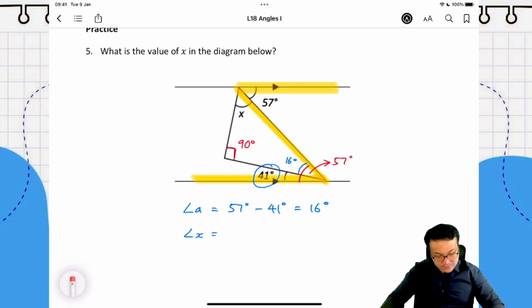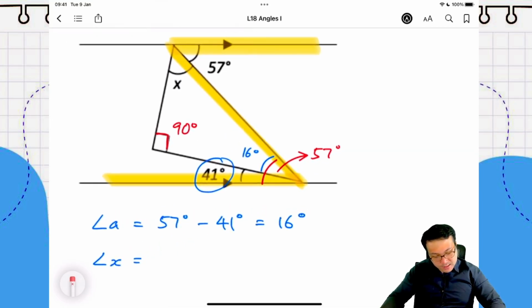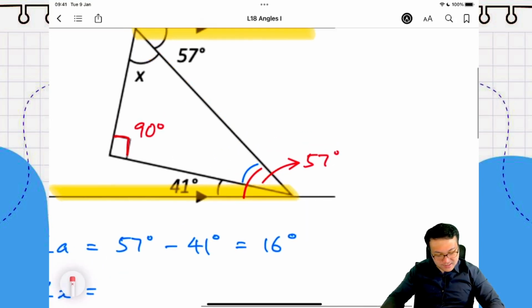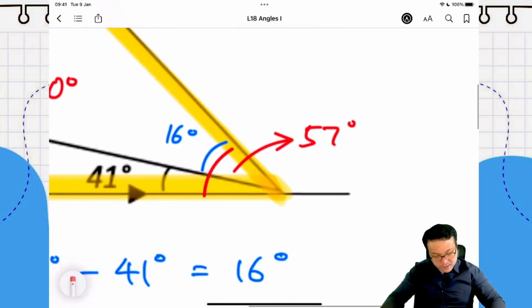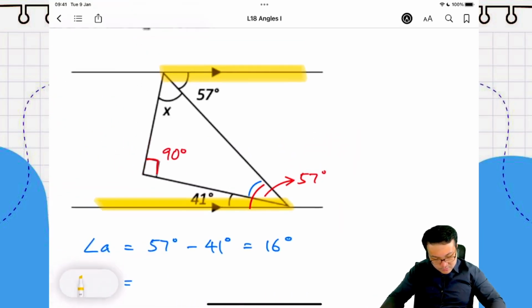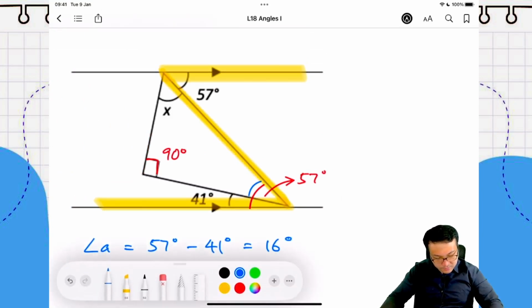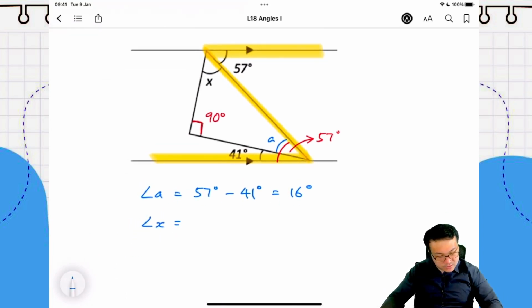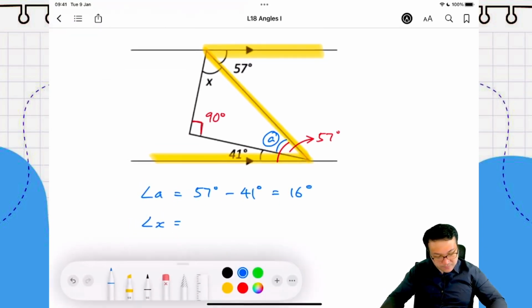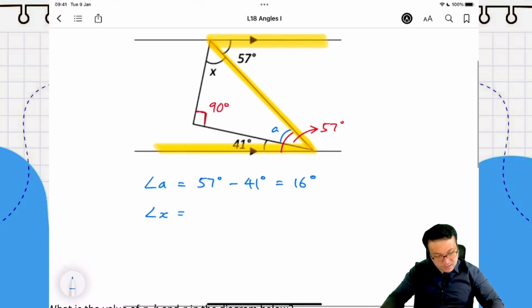So students, actually it doesn't matter. Even though 41 looks smaller than the 16, it's fine, because it's not supposed to be drawn to scale. Anyway, let me just draw back a label. I labeled this as angle A. So students, if you take 57 minus 41, you get 16 over here. So you have angle A, 16.